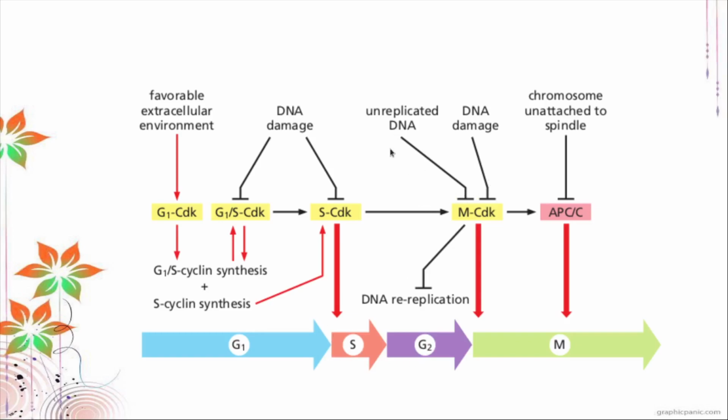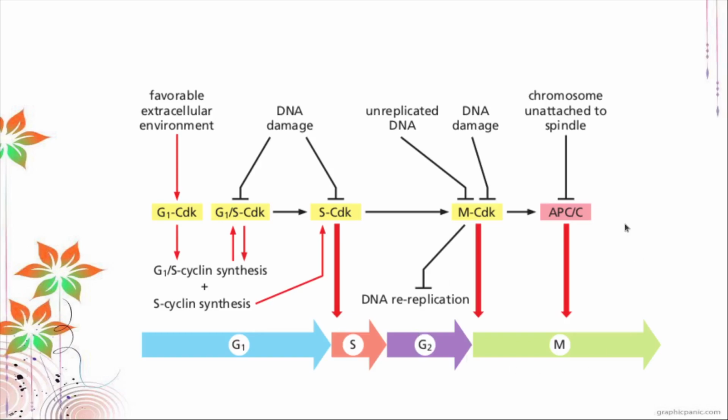Next. So another one is if you have unreplicated DNA, the DNA is not completely replicated, or you have DNA damage even after synthesis. You have the M-CDK, which usually governs the transition from G2 to M. If it receives these signals, it will stop DNA re-replication. So basically, they will stop the G2 to M, they will stop basically the start of the cell division phase. It's either they repair the DNA or replicate the unreplicated DNA.